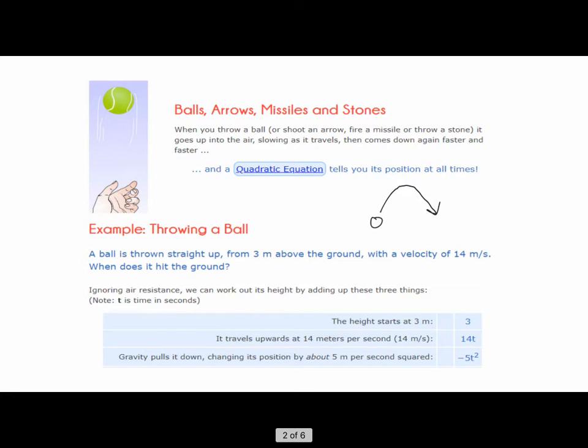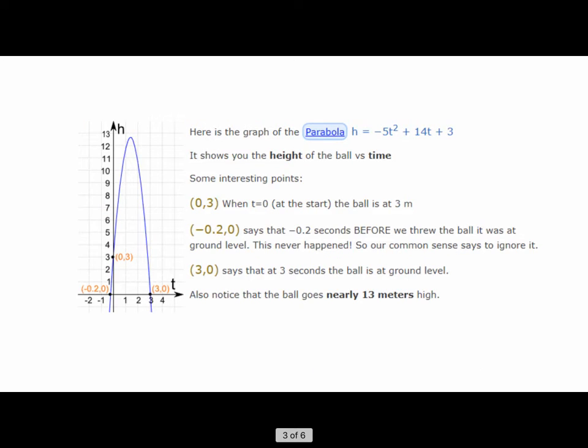So for example, if you were to throw a ball straight up from 3 meters above the ground with a velocity of 14 meters per second, when will it hit the ground? The graph of the height of that ball can be modeled by this equation here. It shows you the height, h, over time, t.